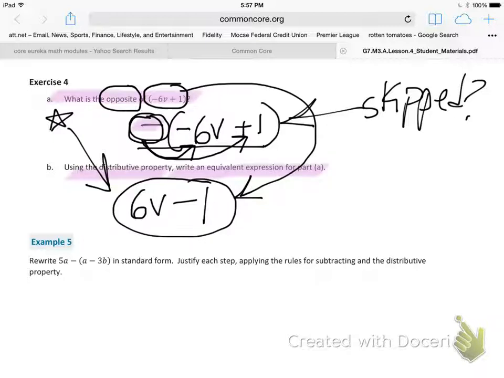Okay, so example 5 asks you to rewrite 5a minus (a minus 3b) in standard form. In standard form, which is going to get us down to something plus something. We're going to undistribute it. All right. So justify each step, applying the rules for subtracting and the distributive property. So paying attention to the rules of subtracting and the distributive property, write those explanations down if you can. Go ahead and do that and come on back.